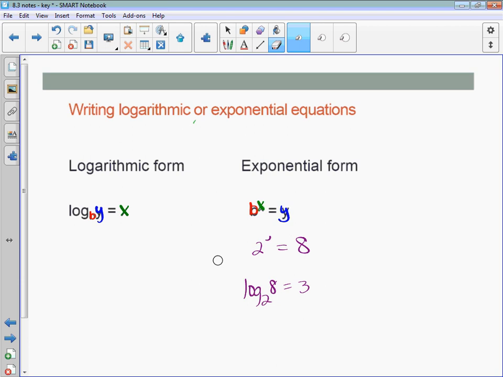Alright guys, so we are going to start off by just being able to convert from logarithmic form to exponential form and back.